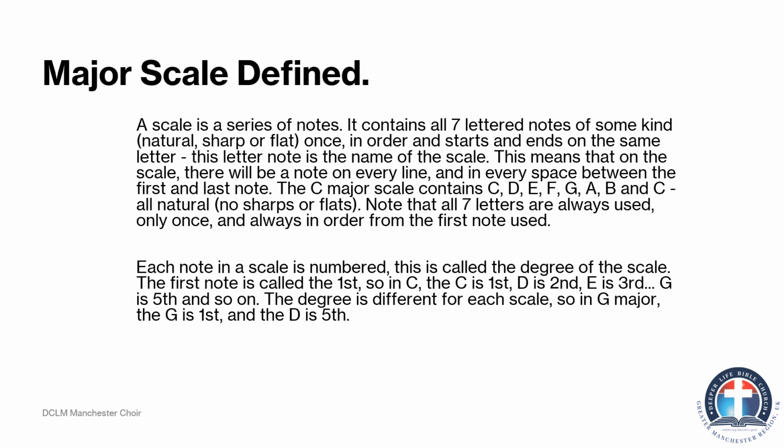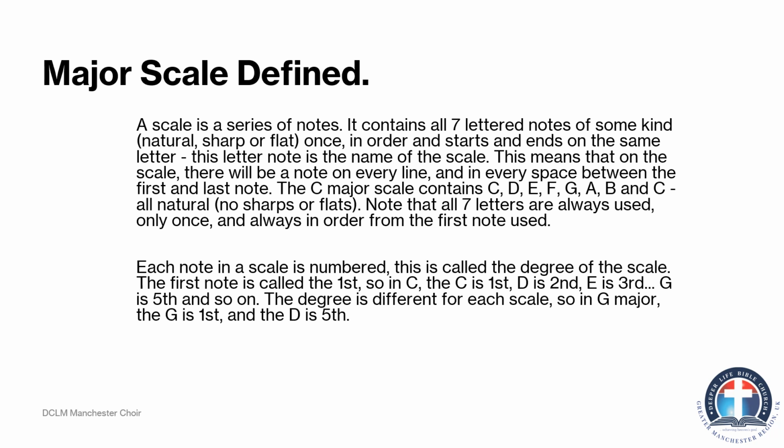We have the C major scale, which contains just what we made as an example now: C, D, E, F, G, A, B, and then C, but a higher C now. When we talk about this, we mean it is all natural, no sharp, no flat for C. Note that all 7 letters are always used only once and always in order from the first note used.